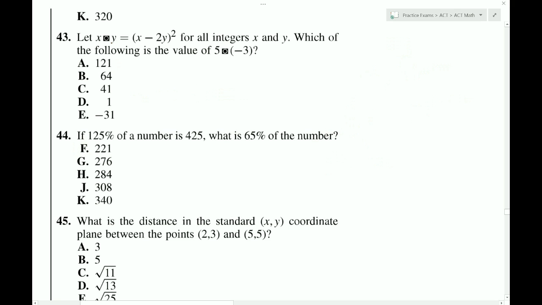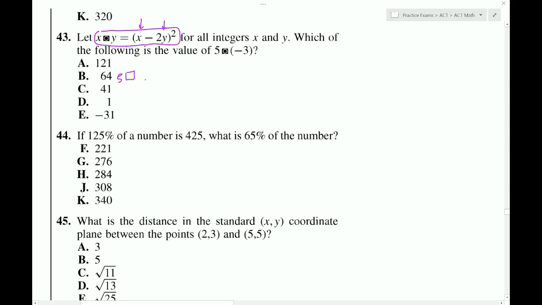Let x box y equal this. For all integers x and y, which of the following is the value of 5 box negative 3? Alright, so this is a rule just telling you what to do with those numbers. These are just placeholders or symbols to represent what sort of operation you need to do for the x and the y. Alright, so we just have to follow the format here.